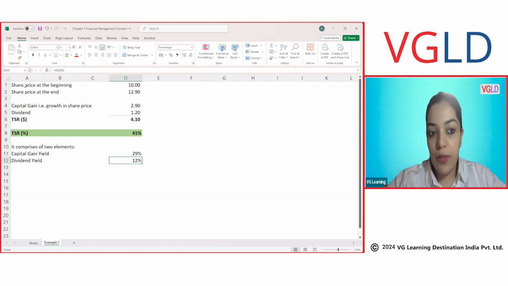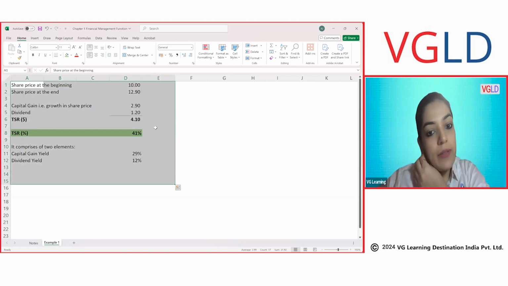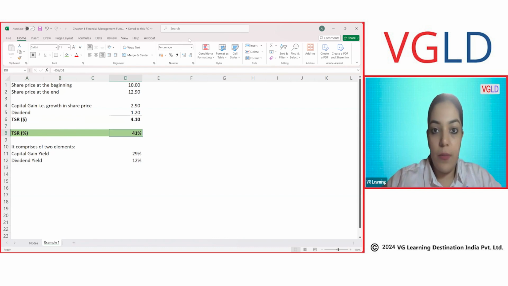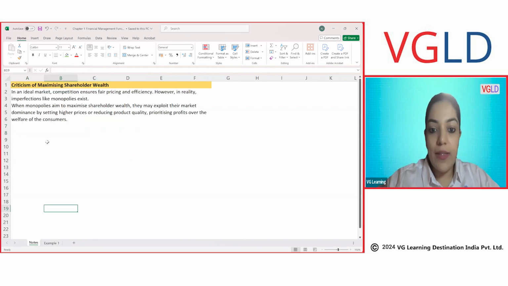Please tell me if it's clear to you all. Anyone having any queries? In value terms, the growth is $4.1. Total shareholder return in dollars is 4.1. In percentage terms, it is 41%. Okay. Let me give you one more example to solve.